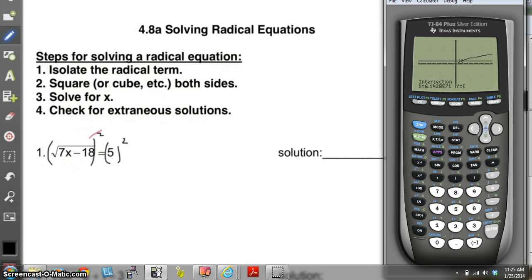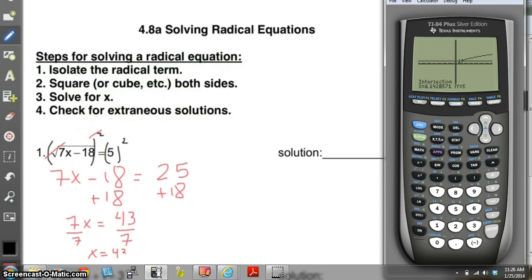By squaring both sides, you got rid of the radical, so you have 7x minus 18 is equal to 5 to the power 2, which is 25. Now you need to solve for x, so you add 18 to both sides. You will get that 7x is equal to 25 plus 18, which is 43. You divide both sides by 7, and you get x to be 43 over 7.